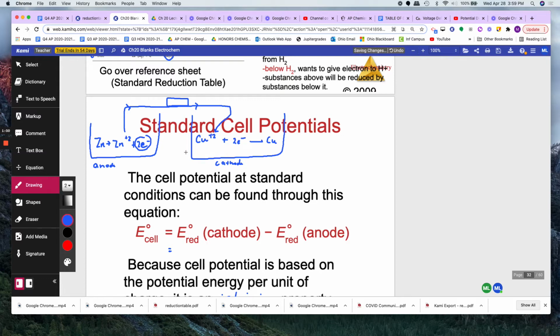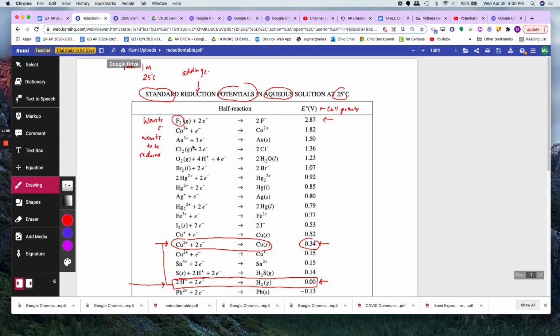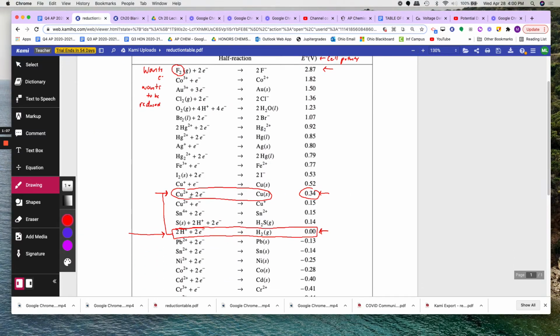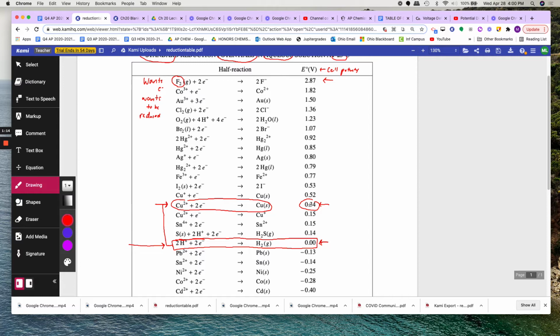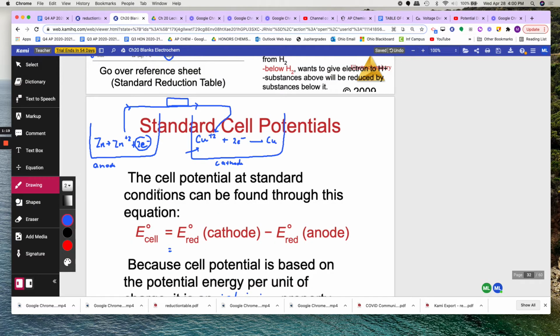All you have to do is look this up on the chart. So we go to the standard reduction table chart, we look for copper, and it is 0.34 volts. So it wants the electrons that much. Okay, so 0.34 volts. So I'm going to plug that into the formula. The potential of the cathode is 0.34 volts. Now the formula says minus.